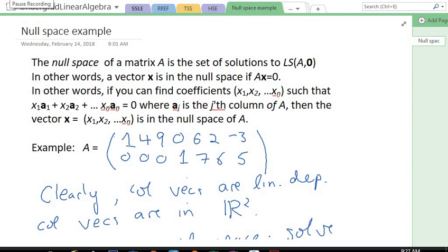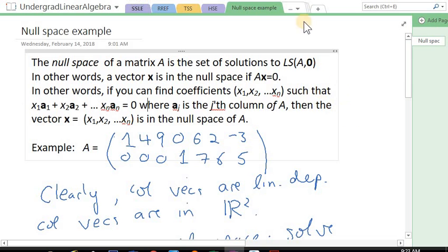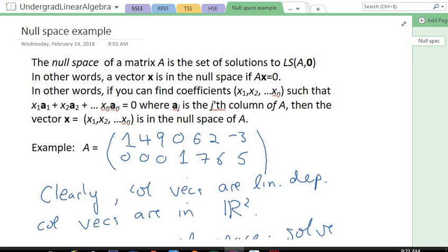Okay, let me talk a little bit about null spaces, because I'm getting some feedback that people are having trouble understanding this concept. Well, there's actually several ways to understand null space. The basic definition is: the null space of a matrix A is the set of solutions to the linear system with coefficient matrix A and constant vector 0. You should recognize this is a homogeneous system, right? This is the homogeneous system with coefficient matrix A.